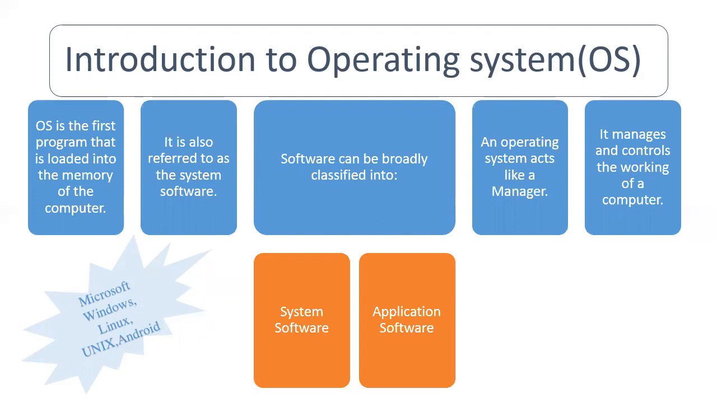Software can be broadly classified into system software and application software. System software provides basic functions to the computer. For example, Windows 7 is the system software. It is an operating system. Application software is employed by users such as teachers, students, and professionals to accomplish specific tasks. For example, word processor, spreadsheets, Paint is an application software.